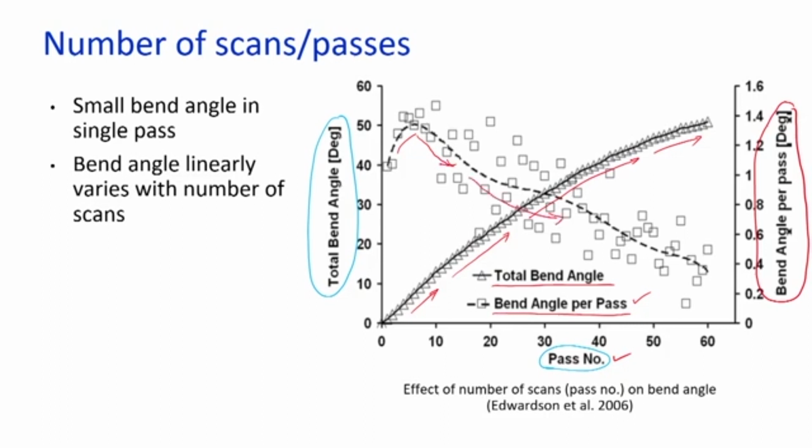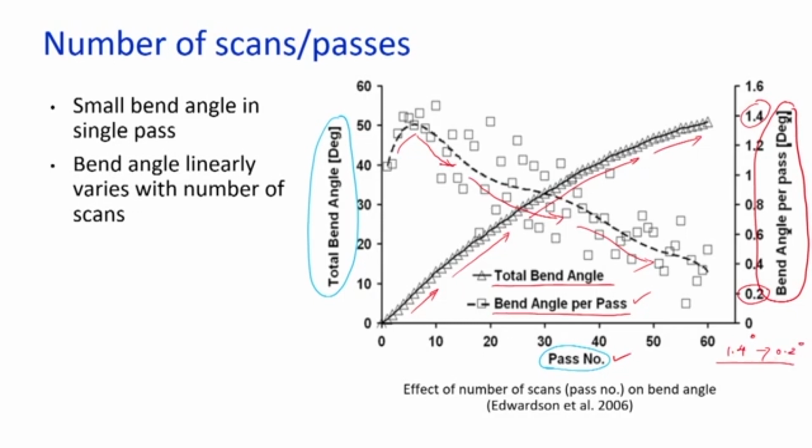So this is a very peculiar, very typical observation that we are getting over here. The bend angle per pass is reducing. The bend angle per pass was about 1.4 or 1.5 degrees at the initial level, and it reduced to 0.2 degrees. So here you can see it is reduced to 0.2 degrees. It is varying from about 1.4 degrees to 0.2 degrees, very interesting. So why is it happening?